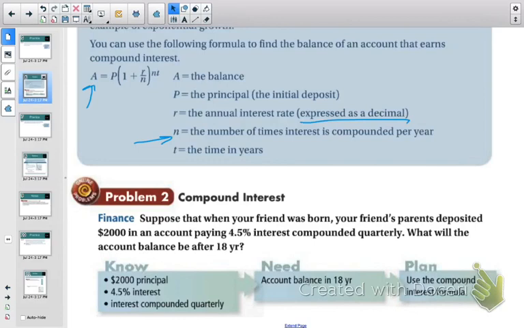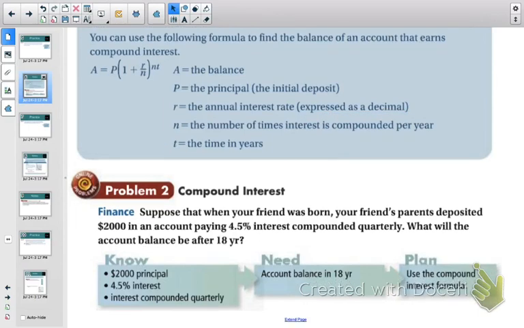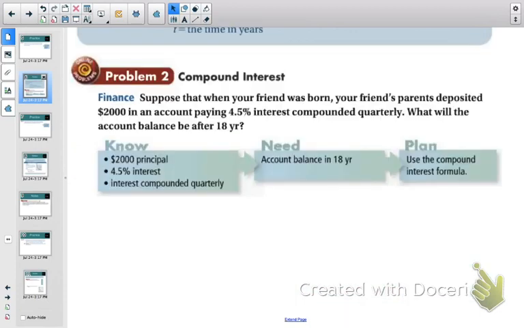Now N, this is the new one. N is the number of times the interest is compounded per year. So if it says compounded annually, that's only one time per year. But if it says compounded monthly, that means it's compounding 12 times per year. So that'd be 12 for N. And then T, again, is just time in years. So how many years? Okay, so write this formula down. You need to know that. Okay, and then we will look at this example.